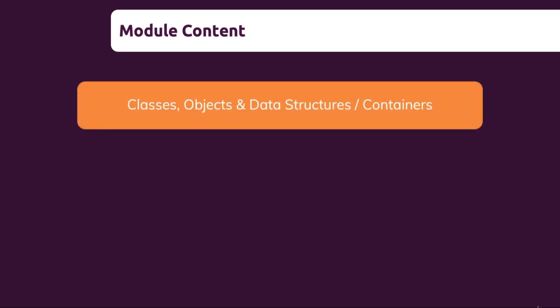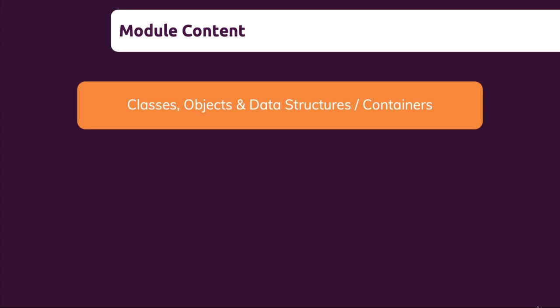Because we are going to have a closer look at classes and objects, and we're going to learn that we can differentiate between real objects, if we want to call them like this, and data structures or data containers, and what that difference is and why it matters.